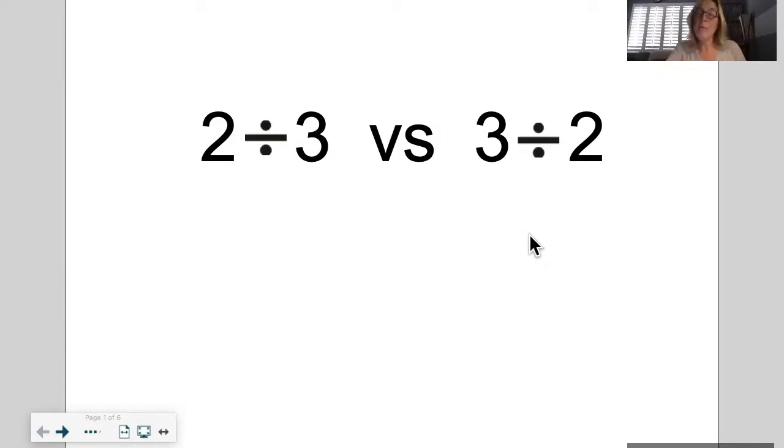Well, in multiplication, when we have 2 times 3, we know because of the commutative property that 3 times 2 gives you the same result, right? And in addition, 2 plus 3 is the same as 3 plus 2. But subtraction and division are different, right? The order does matter. We're going to see why right now.